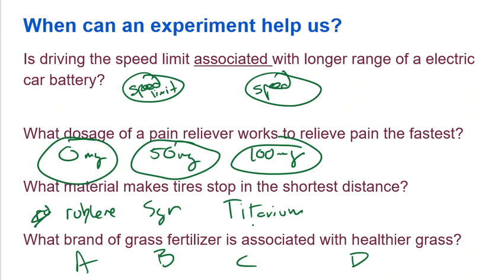Everybody doesn't get trampled with people walking on it. It's going to be roped off and closed off. And then I can see which fertilizer produces the best grass. But I have a lot of control there, right? I have a lot of manipulation going on there. That makes it an experiment.